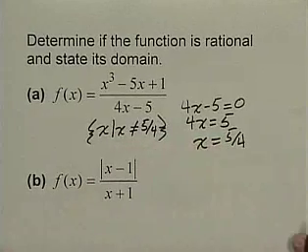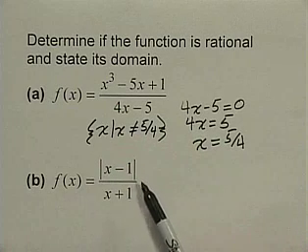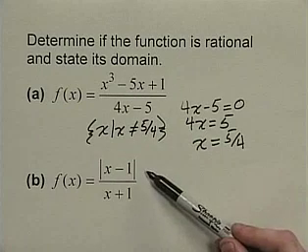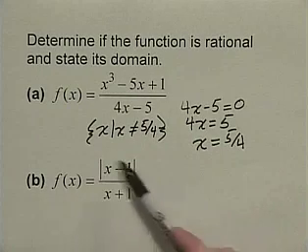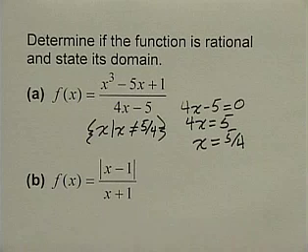How about b? This is the absolute value of x minus 1 over x plus 1. Well, this is not a polynomial, so this can't be a rational function. We could still talk about its domain. You still can't divide by 0, so x will work as long as x is not negative 1, but it's not a rational function.